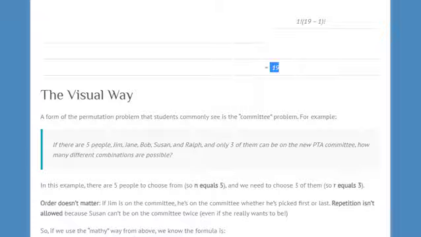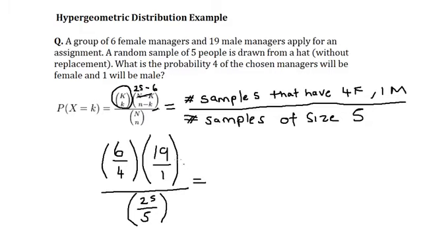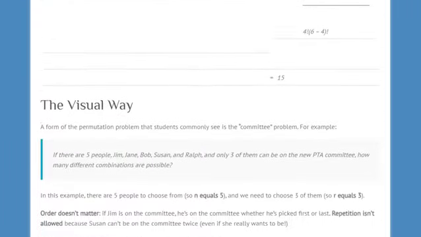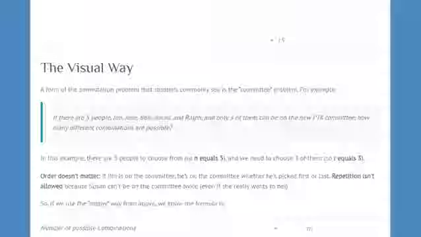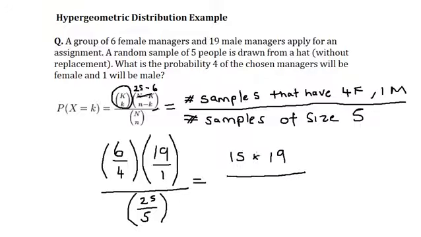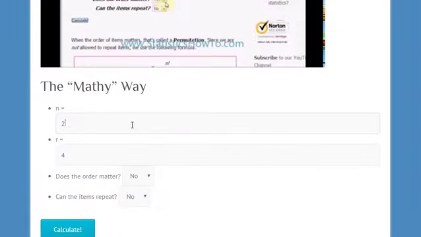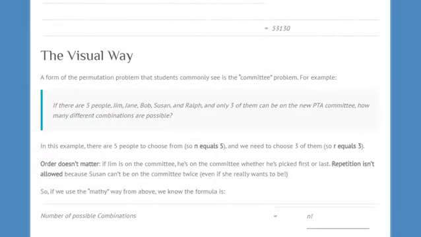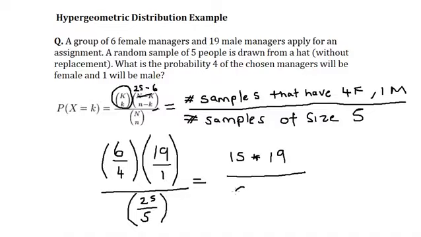Here's the solution, 19. So our 19 over 1 is 19. 6 over 4 gives us 15. And finally 25 over 5. Let's hop back to the calculator. 53,130.